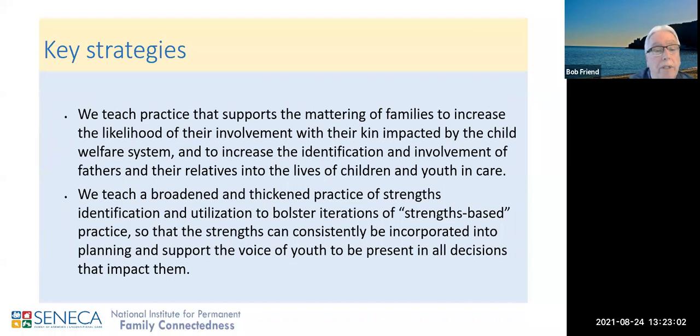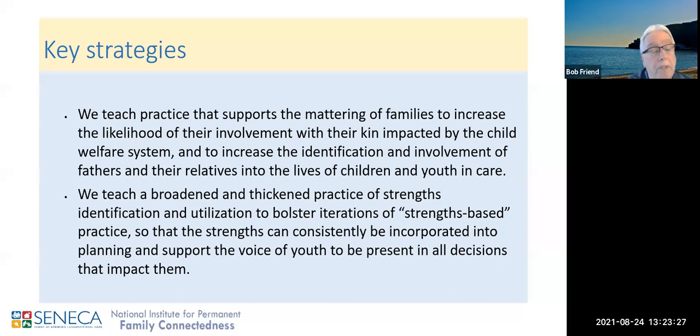So, additional key strategies: we teach practice that supports the mattering of families to increase the likelihood of their involvement with kin impacted by the child welfare system, and to increase the identification and involvement of fathers and their relatives. And I will tell you that most of the systems that we've engaged with are still not doing a sufficient job of identifying who dad is, involving dad, and involving all of dad's relatives.